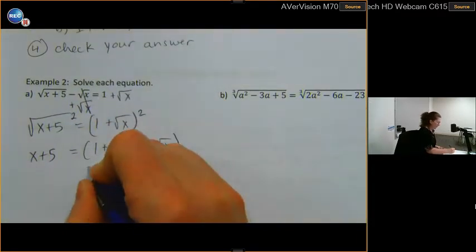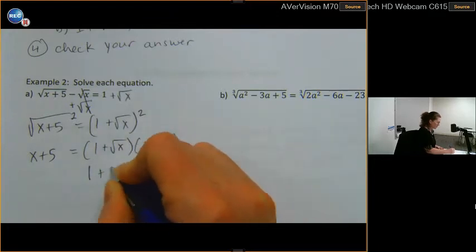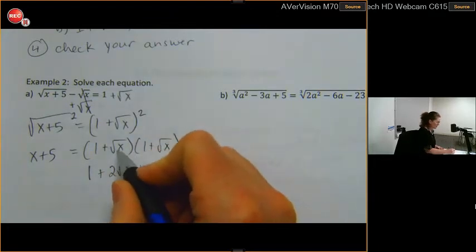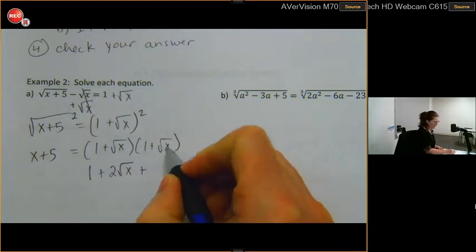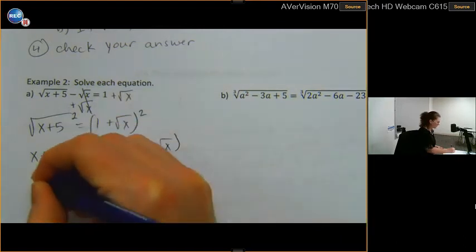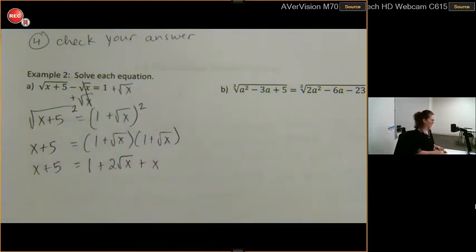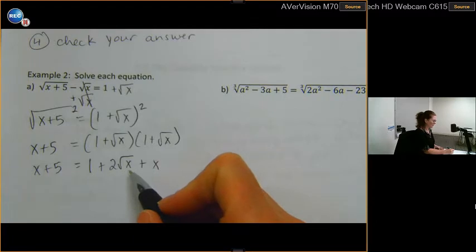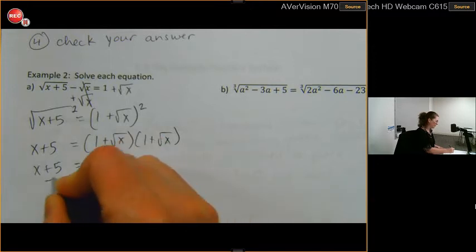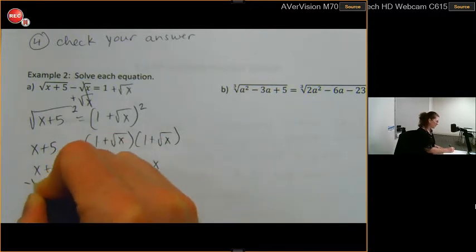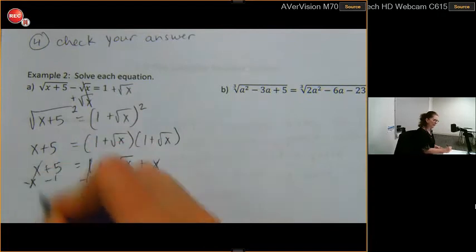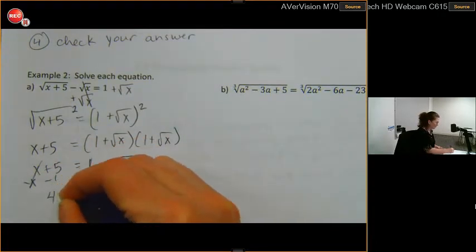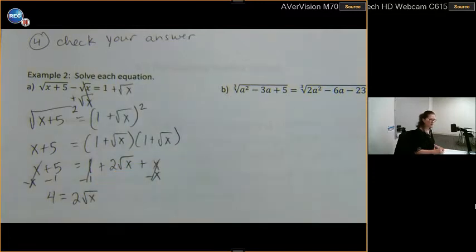So when I FOIL that, I get 1 plus 2 square root of x plus, then this is the square root of x squared, so it's just x. And I still have a radical in my problem. So this is where it says to repeat steps 1 and 2. I need to get this radical right here by itself. To do that, I'm going to start by subtracting 1 and subtracting x. Well, these x's happen to cancel out as well. So I have 4 equals 2 square root of x.